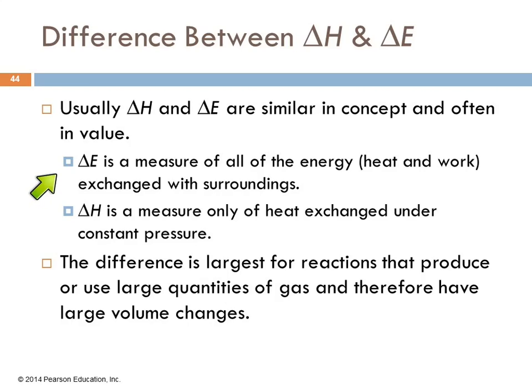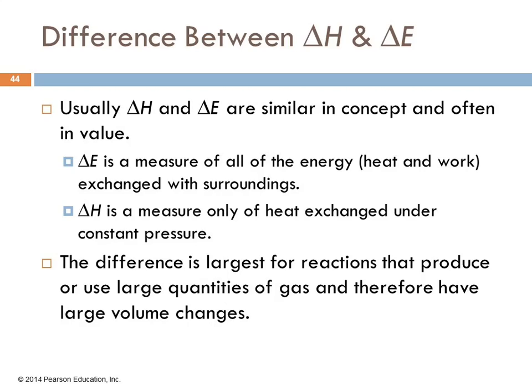So delta E is a measure of all the energy exchanged with the surroundings. That's the heat and the work. Delta H measures only the heat exchanged under constant pressure. So they're very similar, but they're slightly different. For some reactions, there's no practical difference at all.